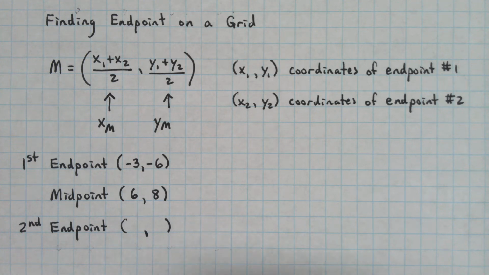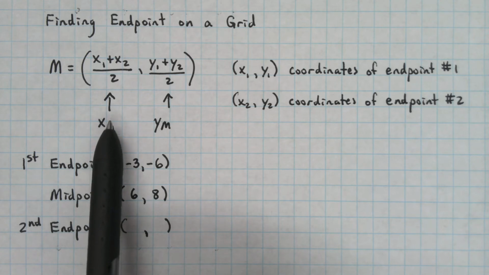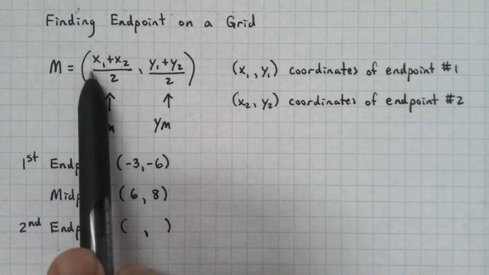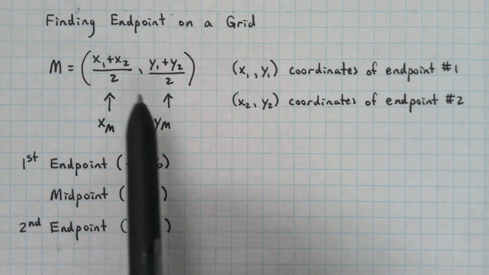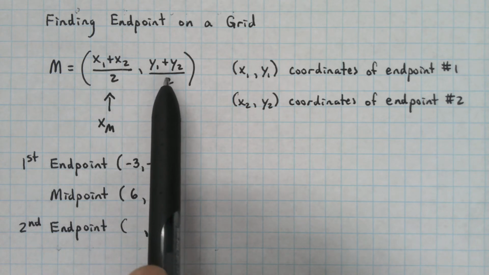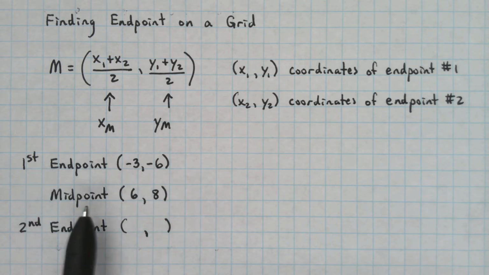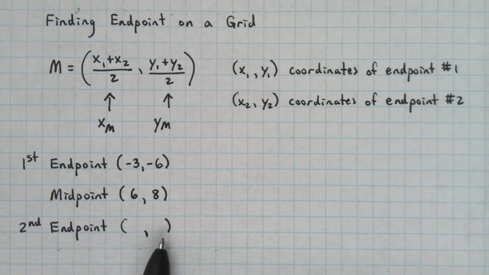If we want to find a missing endpoint from a segment on a grid and we're given the midpoint, then we have to remember that the x-coordinate of the midpoint comes from averaging the x's of the endpoints, and the y-coordinate the same way. So here we have a first endpoint given to us, a midpoint given to us, and a second endpoint that we're looking for.